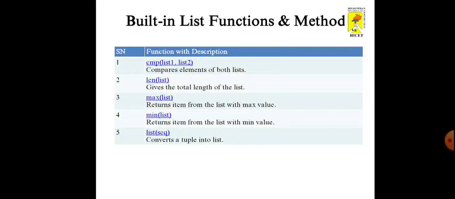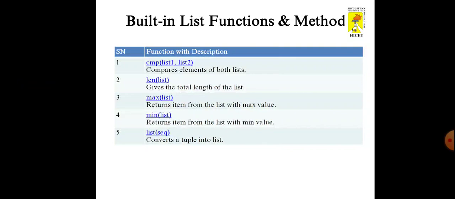Next, some of the built-in list functions and methods. For comparing the elements, cmp will be used. So cmp of list 1 and list 2. The second built-in function is finding the total length of the list. How many elements are present inside the list? For finding that, we have to use len.